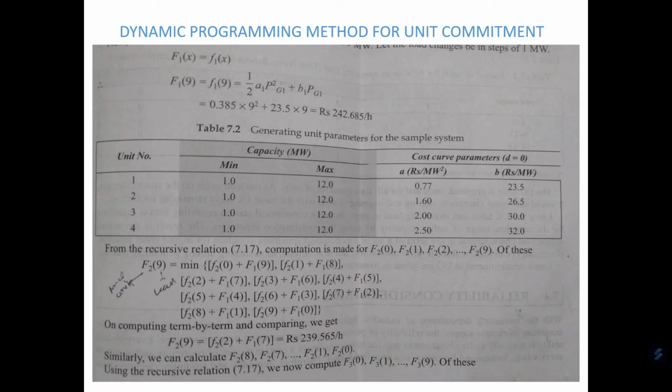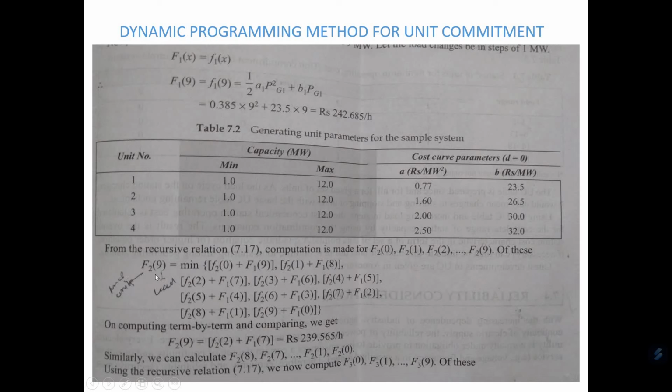Now, from the recursive relation, computation is made for F2 of 0, that is the cost of generating 0 megawatt by the second unit, F2 of 1, that is the cost of generating 1 megawatt by the second unit, F2 of 2, that is the cost of generating 2 megawatt by the second unit. Similarly, up to F2 of 9, because the maximum limit is 9 megawatt. That is, F2 of 9 is the cost of generating 9 megawatt by the second unit.